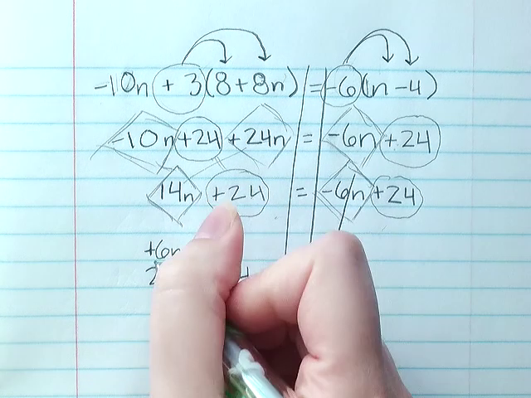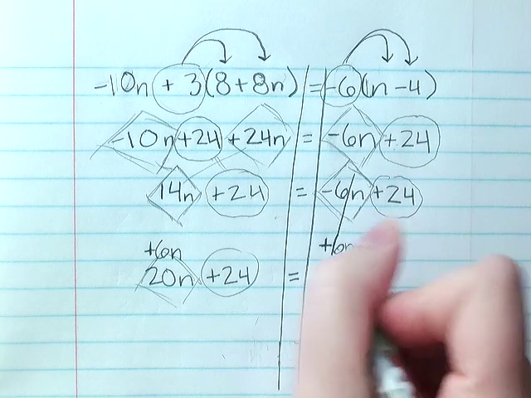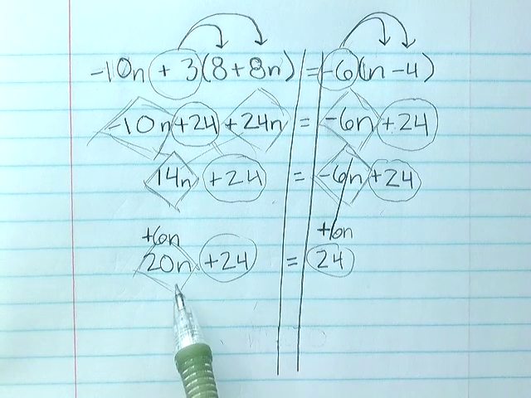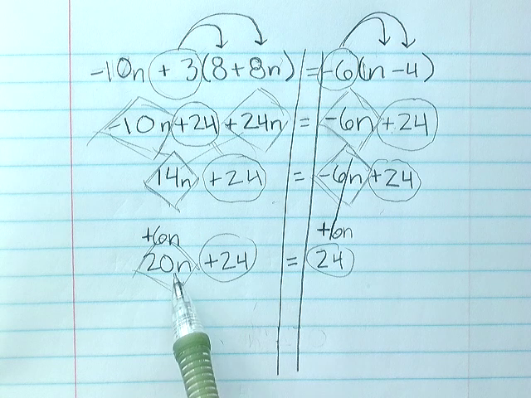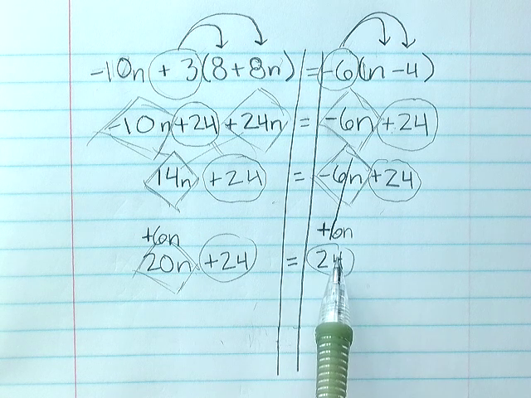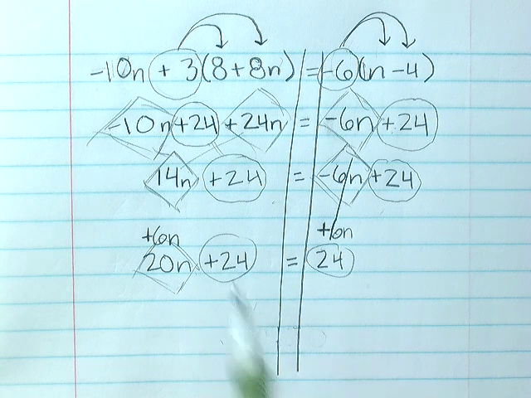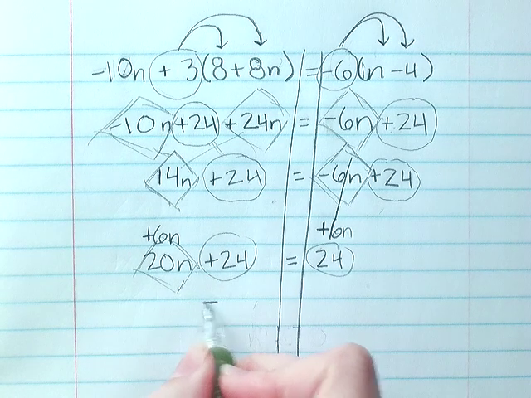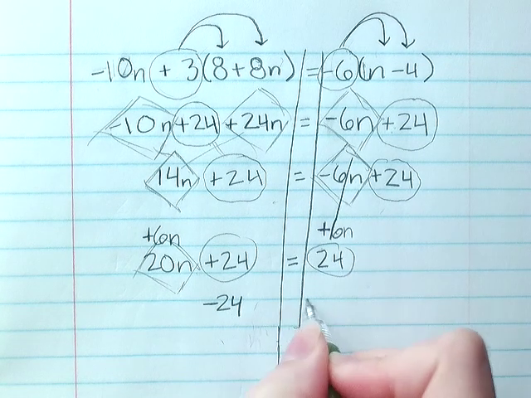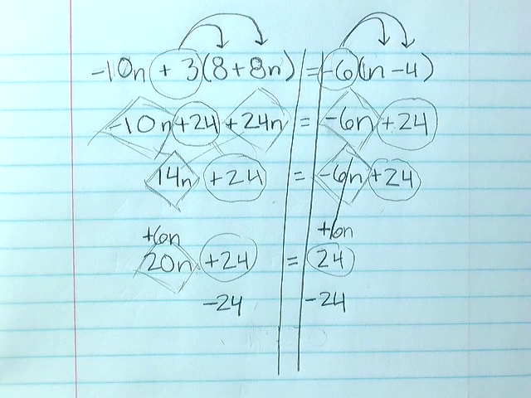But we're not quite done because if you look, I still have one diamond here and a circle there, right? And that's not what I wanted. I wanted all the diamonds on the left side, which I have, but I also wanted all the circles on the other side. So we're going to do a similar process, and I want to undo it from this side so that it's gone from this side. So I'm going to take away 24 from this side. But if I take away 24 from this side, I have to take away 24 from that side as well.